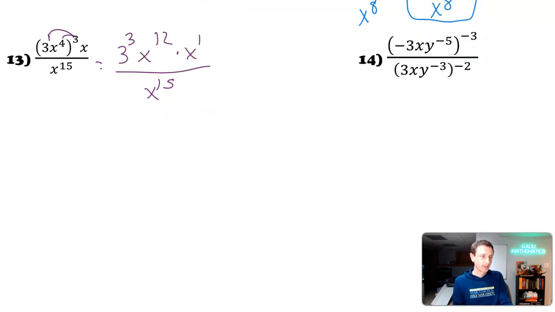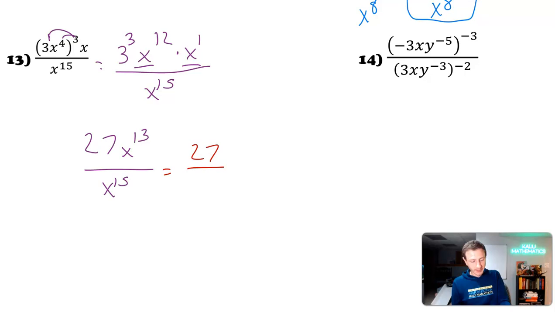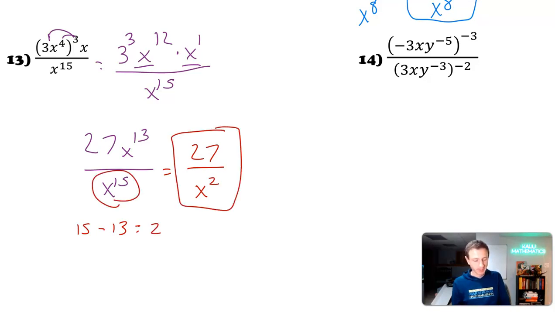3 to the 3rd is 3 times 3 times 3. So 3 times 3 is 9. 9 times 3 is 27. So 27. Then I also have x to the 12th times x to the 1st. That's going to be x to the 13th over x to the 15th. And then I have 27 over x to the big minus small. 15 minus 13 is 2. Big exponent in the denominator, so x to the 2nd in the denominator.